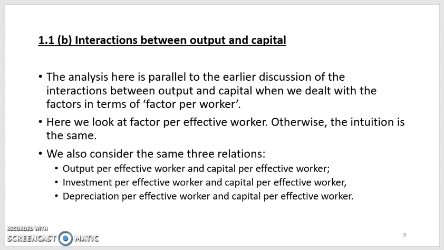If we remember again, in chapter 11, we said that depending on whether investment per worker was greater or smaller than depreciation per worker, capital per worker increased or decreased over time, and so did output per worker. We shall follow the same approach we had in chapter 11 here, with the difference that we are now looking at output, capital, and investment per effective worker rather than per worker.